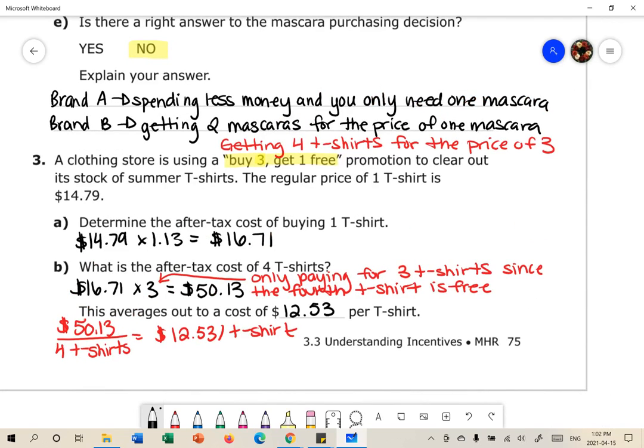So in reality, you're actually going to spend more. Going back to this page, we calculated that it's $50.13 for the 4 t-shirts. Whereas if you just bought one, you'd be spending significantly less amount of money. So do you need 4 t-shirts? And you actually will be spending more than you would if you just bought one, even though you're getting 1 t-shirt for free.